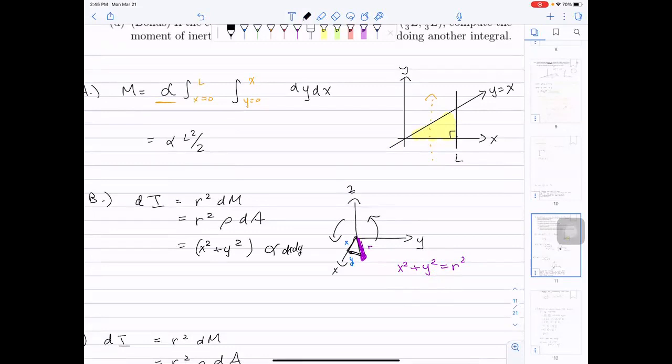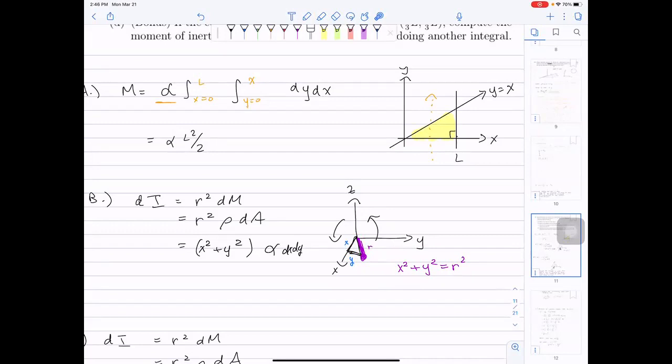Wait, why do you get r squared as being x squared plus y squared? So for r squared, we want to find the distance between some point on our shape and the z-axis. Remember, this is a 2D thing in the xy plane, so when we rotate it about the z-axis, it's all staying flat, I guess.